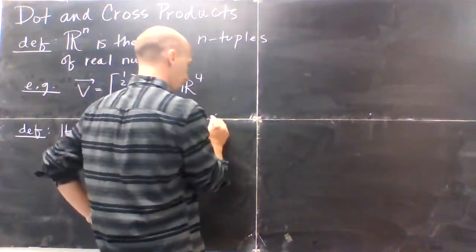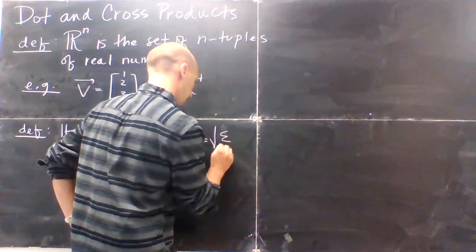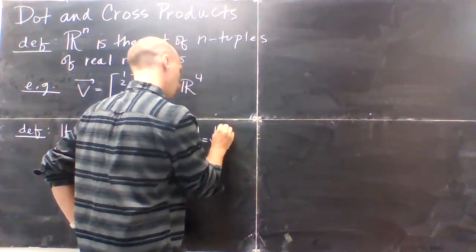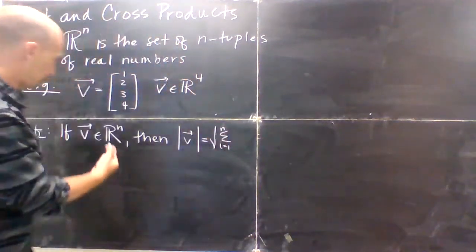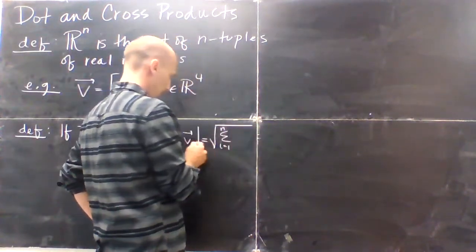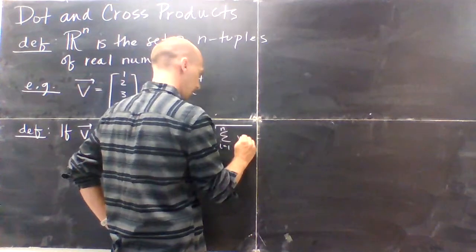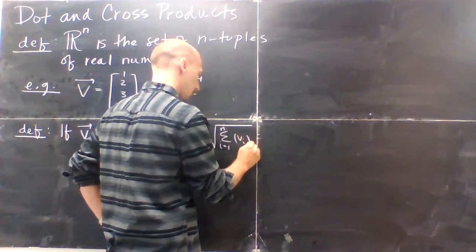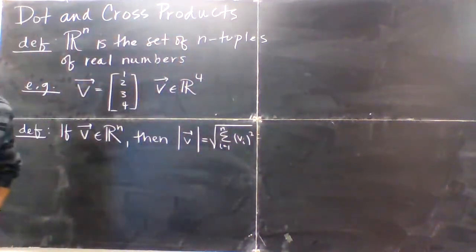Okay, so it's going to be the square root of the sum from the first component up to the nth component, right? Because it's an element of Rn, there's going to be n components of, the ith component of v, so that's vi squared. Okay, that's the definition of the length.